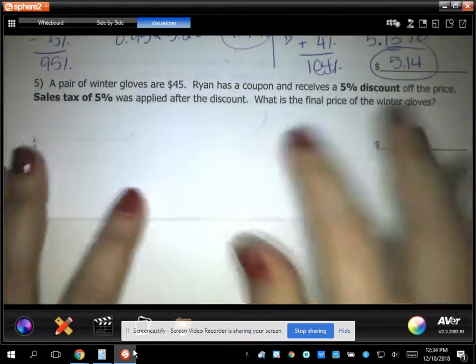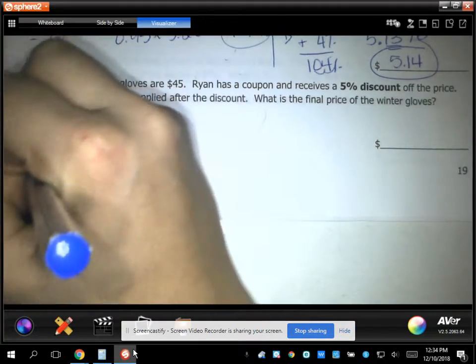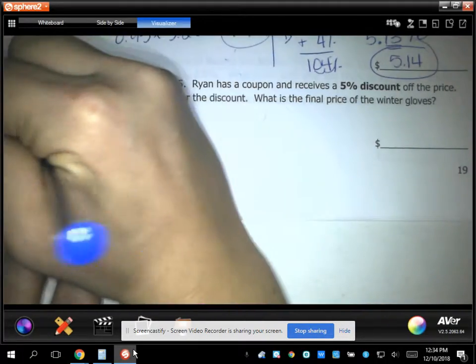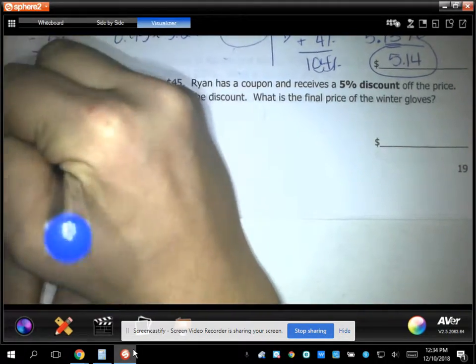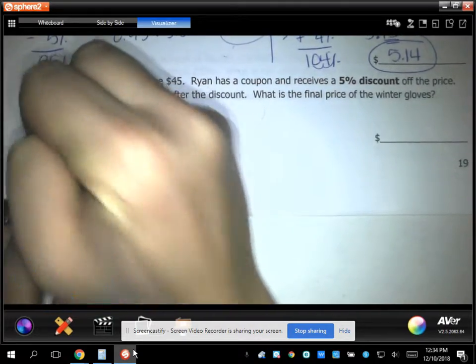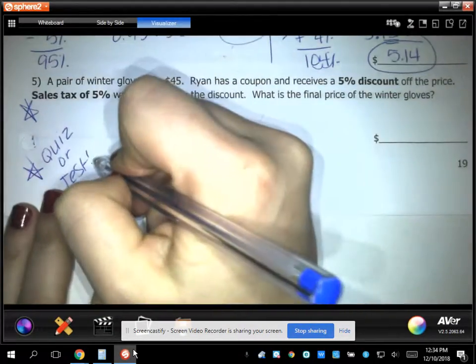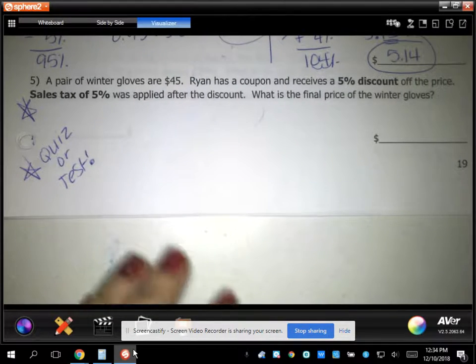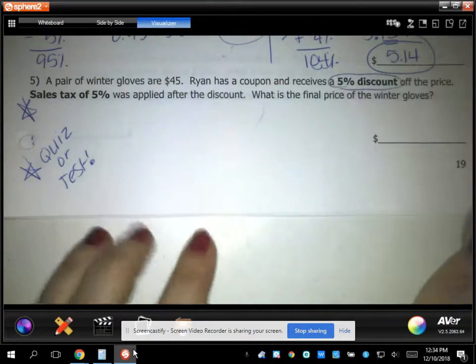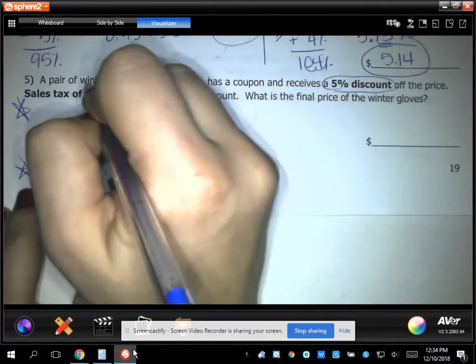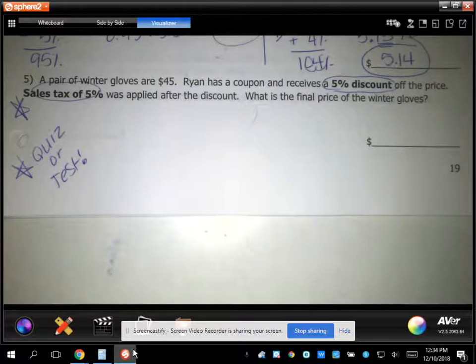Okay, this next one is going to show up on a test or a quiz. I don't know about you, but I always would write quiz or test if a teacher told me that, so that I knew to go back and review this problem. A pair of winter gloves are $45. Ryan has a coupon and receives a 5% discount off the price. Sales tax of 5% was applied after the discount. What is the final price of the winter gloves?